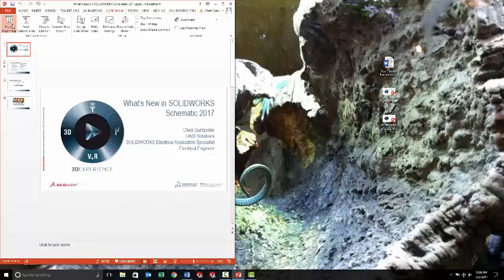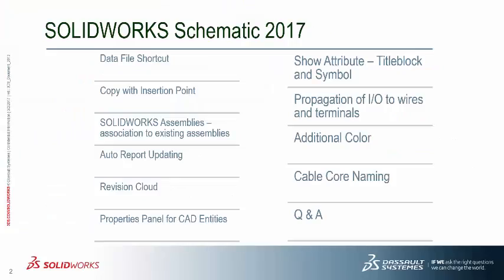Some of this stuff is going to be pretty straightforward. You'll see I have a number of different things that I want to show you. Things like data file shortcuts, copy with insertion point. A lot of people have asked for that before. It wasn't there. It's been added now. The difference as far as SolidWorks assemblies, some auto reporting, how things update, revision clouds. You know how CAD can always do revision clouds. Well, electrical finally can do revision clouds as a drawing without you having to do arch to arch to arch to arch, which is absolutely great as far as I'm concerned.